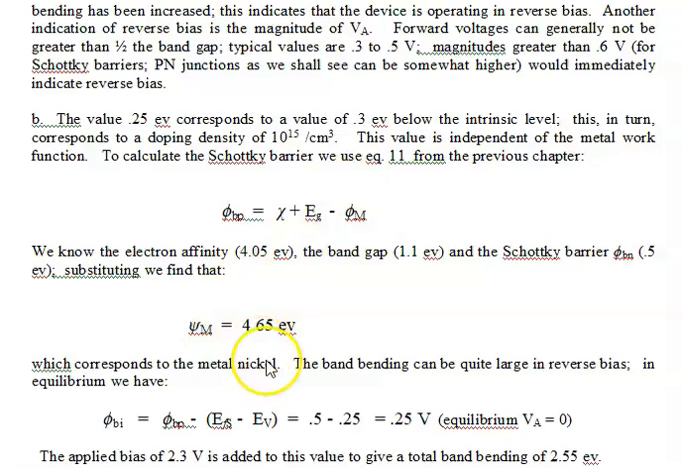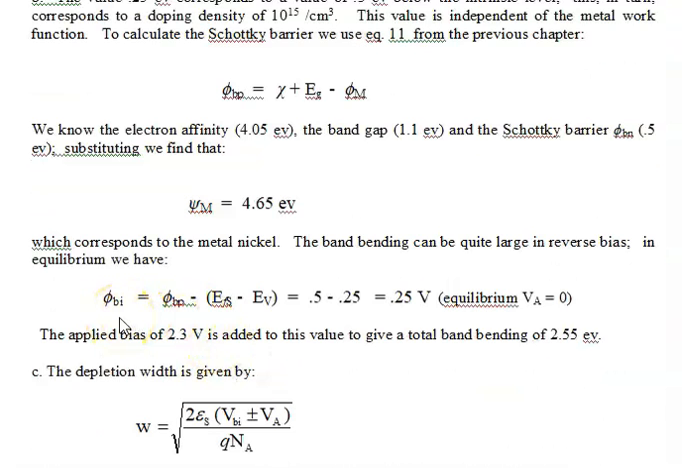We mentioned before this 4.6 is a rather interesting number, but suffice to say that 4.65, which corresponds, we look it up, it corresponds to metal of nickel. Nickel and gold having the high metal work functions. Okay, so now we know we can calculate phi bi.